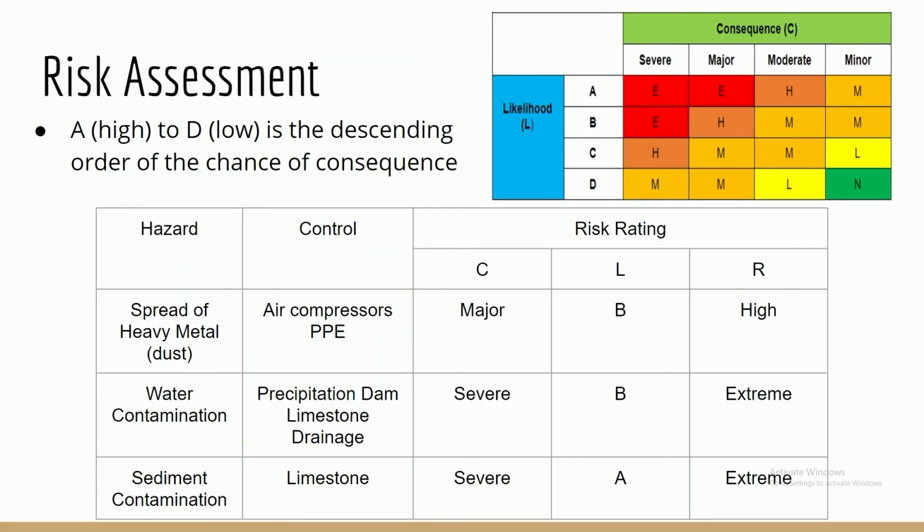With the risk assessment of Stories Creek, it will be primarily focused on the area in Stories Creek mine, since the area was the most contaminated as evidenced in the last slide. Spread of heavy metal as dust particles is a high risk due to the control being inefficient at capturing dust particles. Water contamination is an extreme risk due to the material of the dam being damaged and water level being too high, thus being less efficient. Sediment contamination is an extreme risk for not having as much control compared to the other hazards.